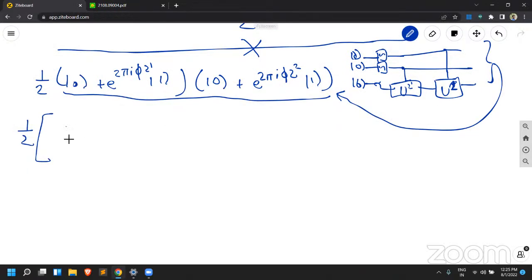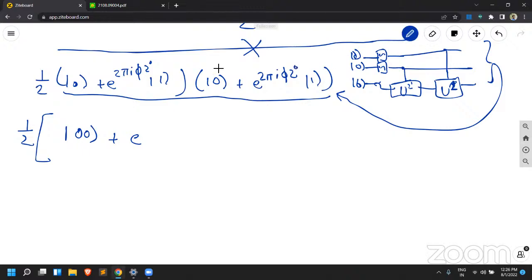0 0 will give us 0 0, and this will be this one. Sorry, this will be 2, this will be 1. So, sorry, this will actually be 0, and this will be 1. So, this. Okay, sorry.